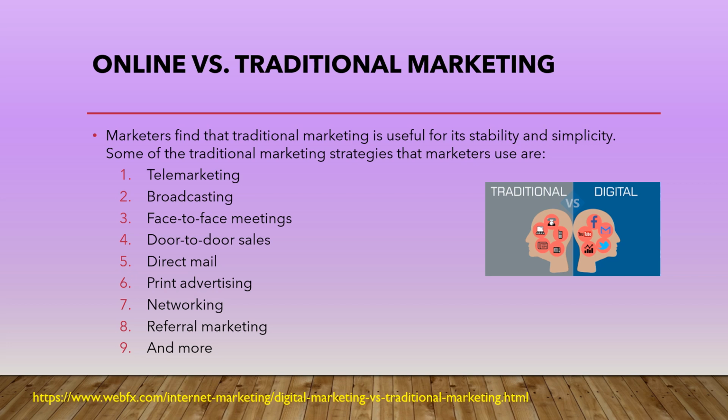Marketers find that traditional marketing is useful for its stability and simplicity. Some of the traditional marketing strategies that marketers use are telemarketing, broadcasting, face-to-face meetings, door-to-door sales, direct mail, print advertising, networking, referral marketing, and more. Some of this list is used by business organizations, but it can also be used by the library as a tool in marketing using a traditional marketing strategy.